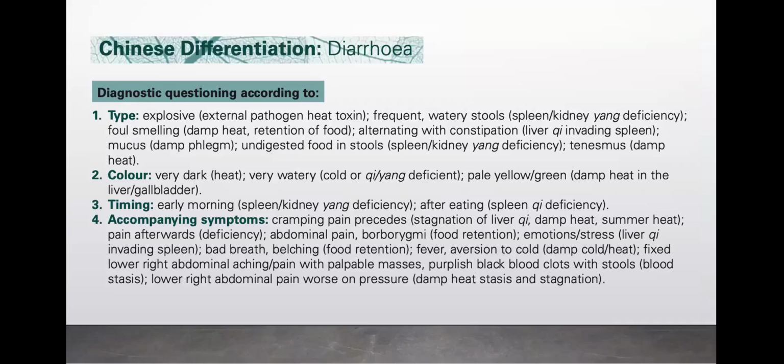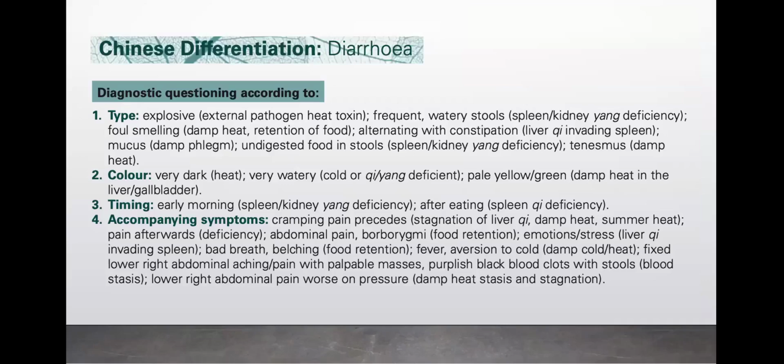Third, if it is timing, the diarrhea is early in the morning, then it may be a spleen kidney yang deficiency. If after eating, it is spleen qi deficiency. And other accompanying symptoms, if there's cramping pain that precedes it, then there's stagnation of liver qi, damp heat, summer heat. If there's pain afterwards, after the diarrhea, then there's deficiency.